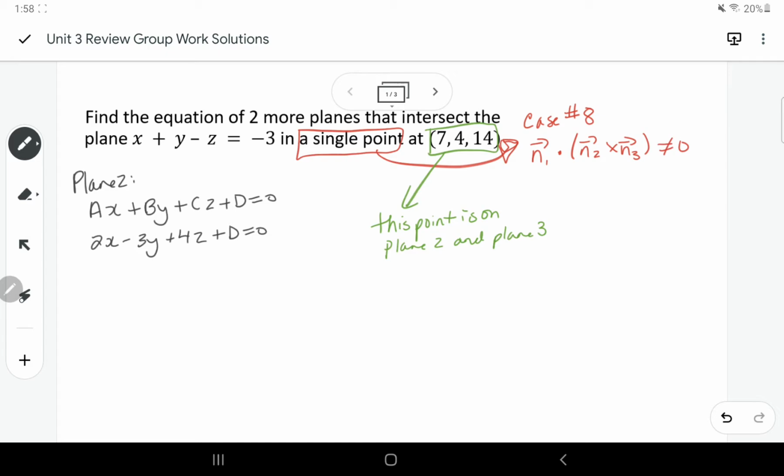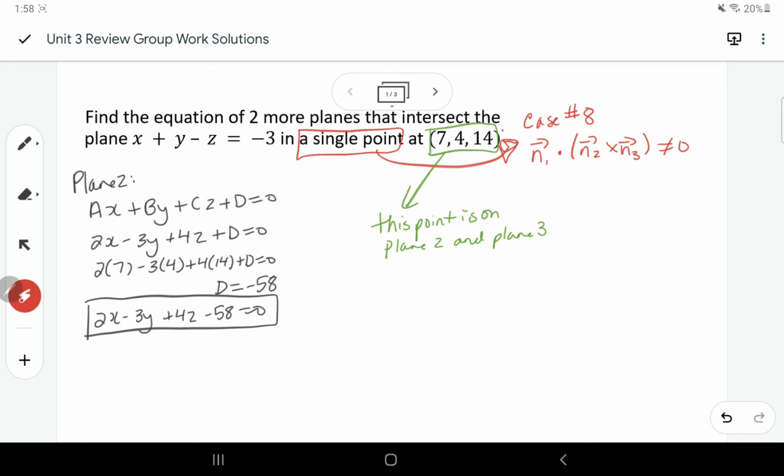I also know that this point, 7, 4, 14, is on my plane. So if I sub in that point, I can solve for d. So 2 times 7 minus 3 times 4 plus 4 times 14 plus d equals 0. So I'm going to get d equals 14 minus 12 plus 4 times 14. D is negative 58. So plane 2 is going to be 2x minus 3y plus 4z minus 58 equals 0. Remember, there's an infinite number of planes that pass through here. If you have an infinite number of anything, you don't have to be super picky about which one you're getting.